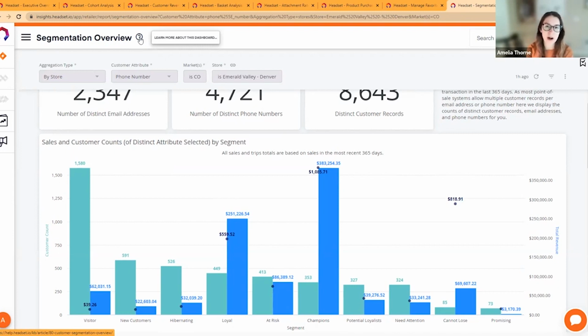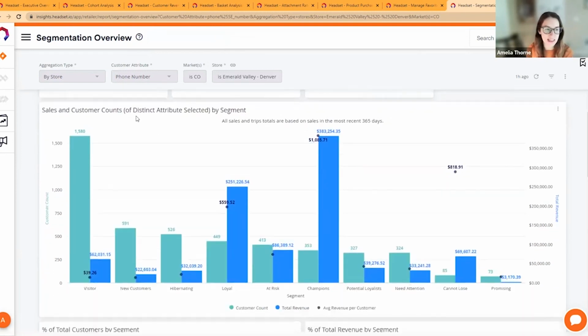If we haven't seen them in a while, but they traditionally have spent a lot of money, they might be showing up in our potential loyalist or needs attention, because those are customers that have spent a lot of money, but we want to get them back in the store to continue giving us their money. So that's how we're looking at these different customer segmentations.